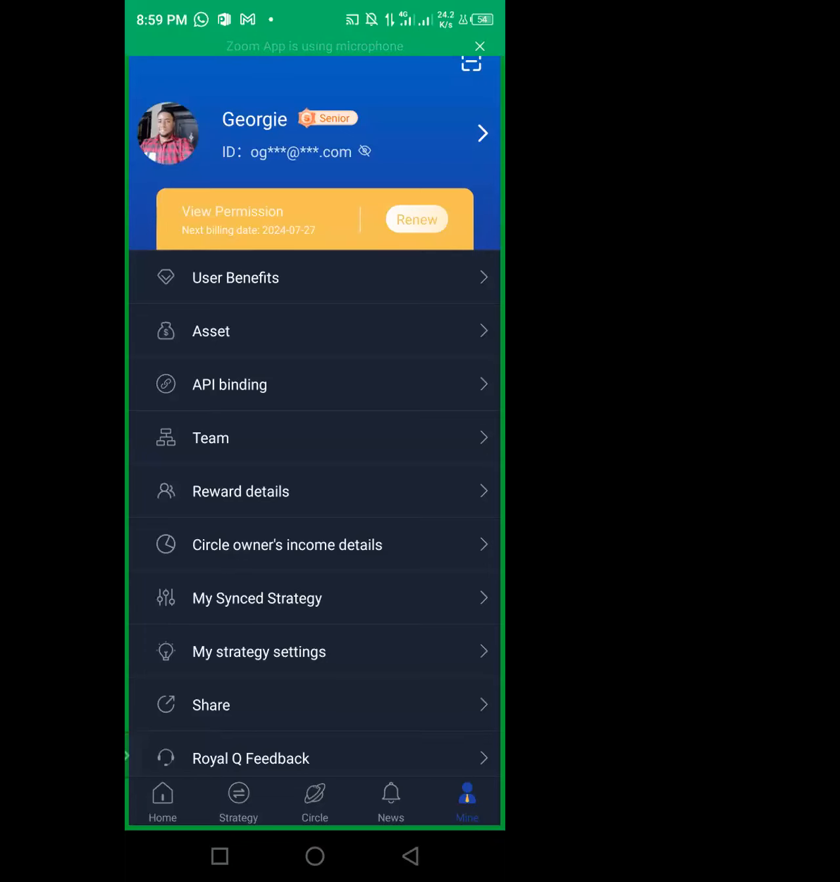Royalq will be giving you those rewards, and with those rewards, you don't need to start paying gas fees again. You can also use the rewards you are getting as your gas fees. So it's a win-win situation for those that want to participate in Royalq fully, both as a trader and also as a team builder.